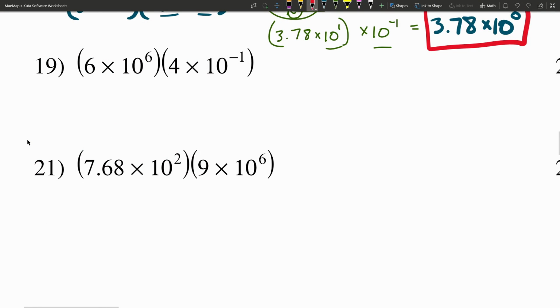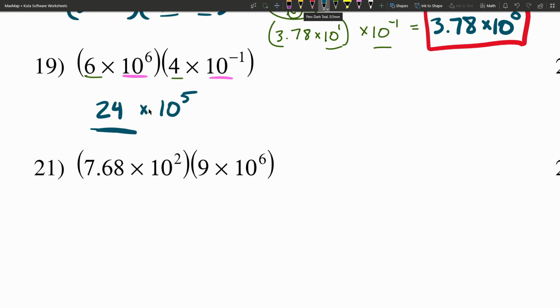For number 19, I'll start by combining 6 times 4 to get 24. Then I'll combine my 10 to the 6th with my 10 to the negative 1. That's 10 to the 6th plus negative 1, or 10 to the 6th minus 1, which is 10 to the 5th. So we're almost there.